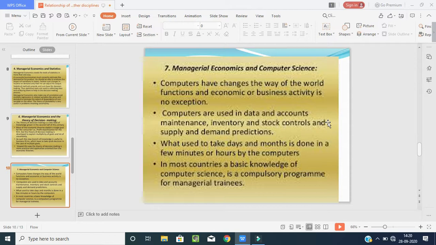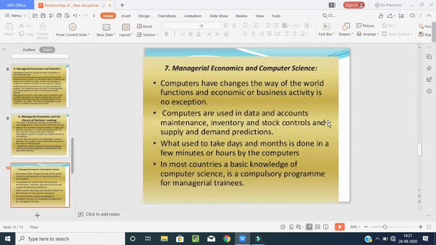Another point is that in most countries, a basic knowledge of computer science is a compulsory program for managerial trainees who will become managerial economists. They need managerial techniques. Only then are they going to get a job in that country. Basic knowledge of computer science is needed so that no one can cheat the people of their country. Managerial trainees at the managerial level need computer knowledge. It's compulsory, or else other people will come and make a fool of you. So before becoming a fool, we should learn. It's the duty of the managerial trainee.